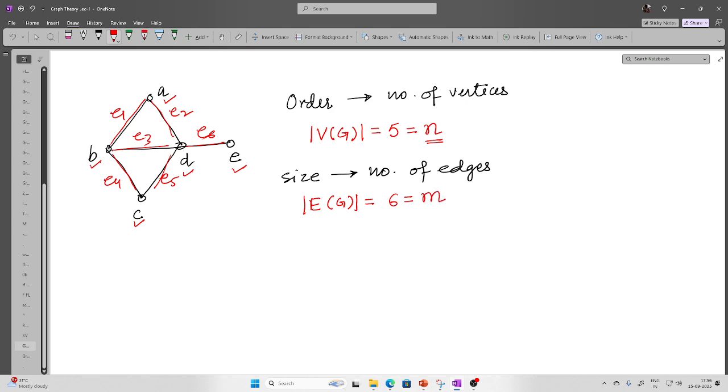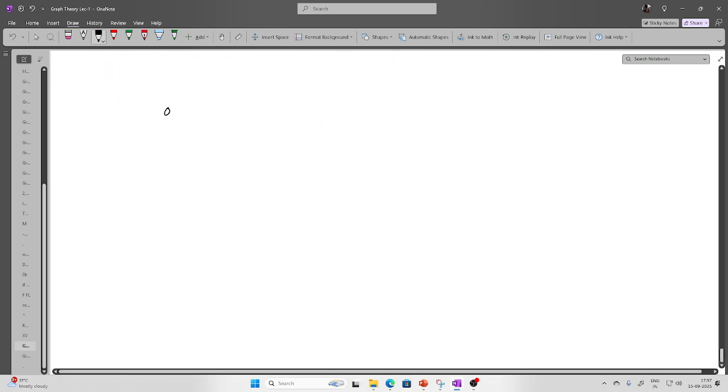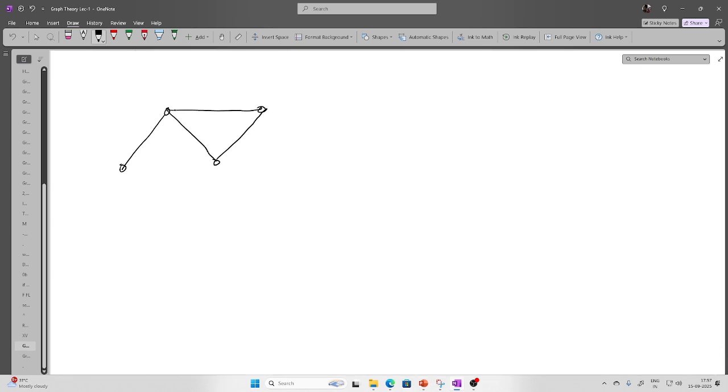So once again, I am telling you, the order of any graph is the number of vertices in that graph, whereas the size of the graph is the number of edges in that graph. Let us take one more example to clear the concept. So let's say we are having this graph, and the vertices are A, B, C, and D. And I am interested in finding out the order as well as size of this graph.